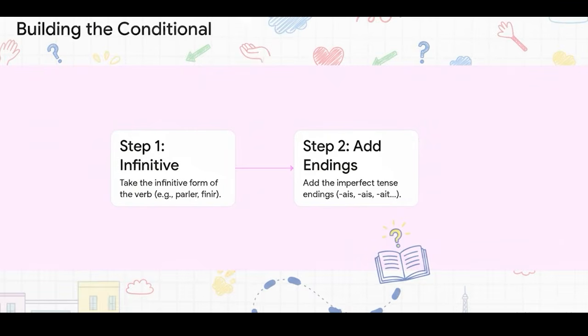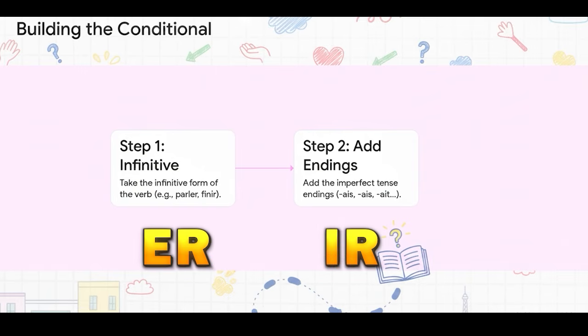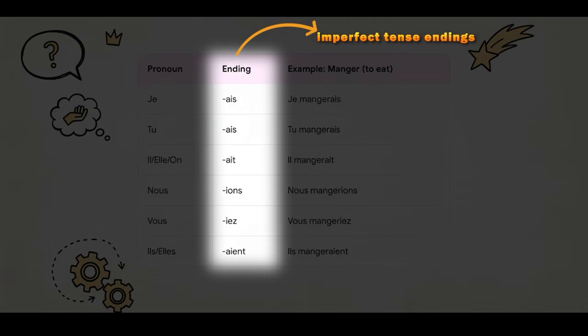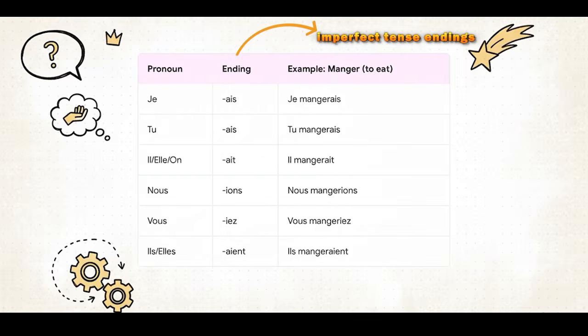Forget any complicated grammar charts you've ever seen. The formula is honestly beautiful. For the verbs ending in ER or IR, you just take the full verb, the infinitive form, and then you just stick the imperfect tense endings right onto the end. For example, for the verb manger, to eat. Now, keep the whole thing and just add the endings. So we have je mangerais, I would eat, tu mangerais, you would eat, il, elle, on mangerait, he, she, or one would eat, nous mangerions, we would eat, vous mangeriez, you would eat, ils, elles mangeraient, they would eat.